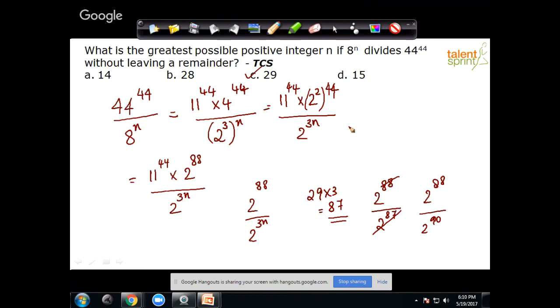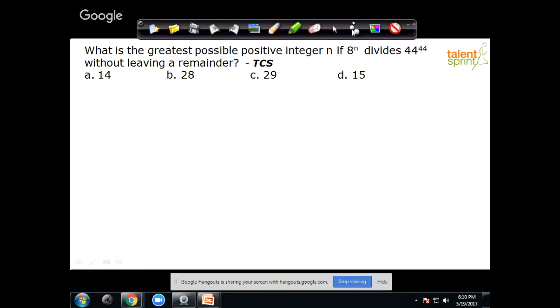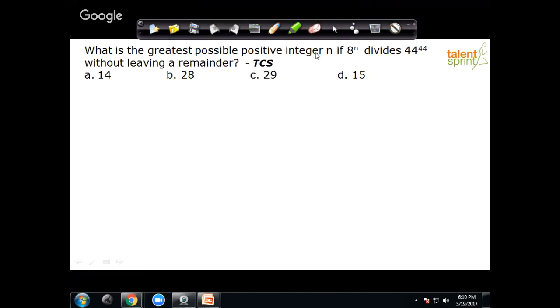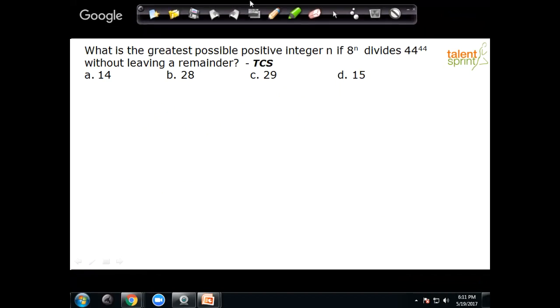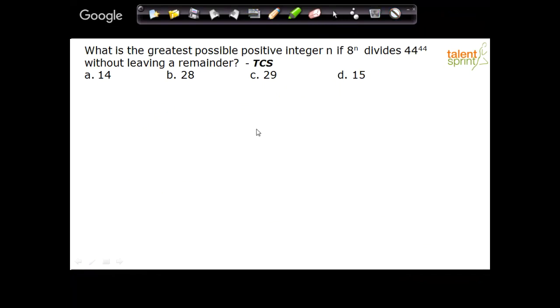Great. So let's move on to the next question. See, very easy question, right? Doesn't require any formulas or anything. It's a very basic logic that you require. Okay, let's move on to the next question for today's session.